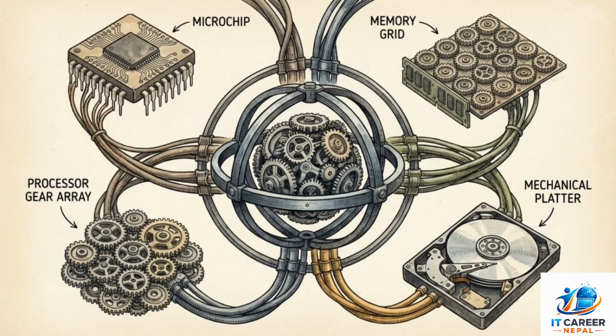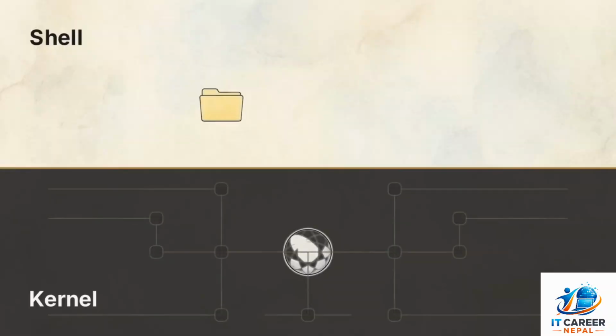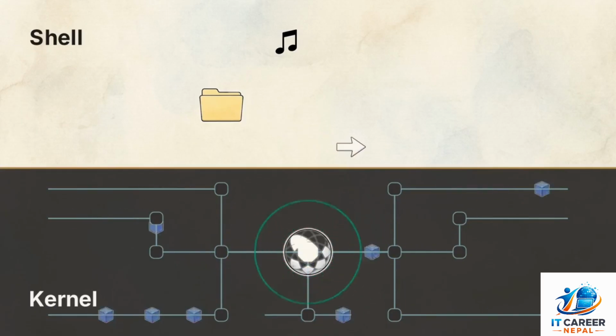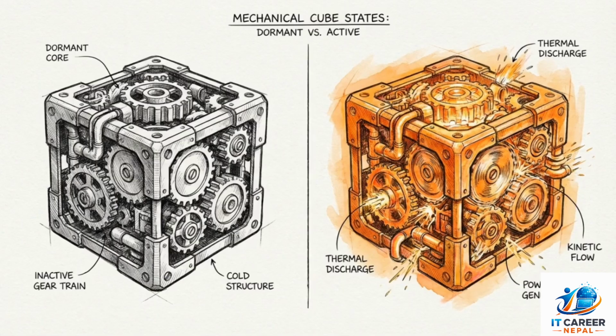It bypasses the user entirely, communicating directly with the physical hardware to ensure every task gets the exact electrical throughput it needs. While you are casually interacting with the shell to open a folder or play a song, the true war for resources and stability is being fought by the kernel underneath. That war starts with the first domain, the CPU.